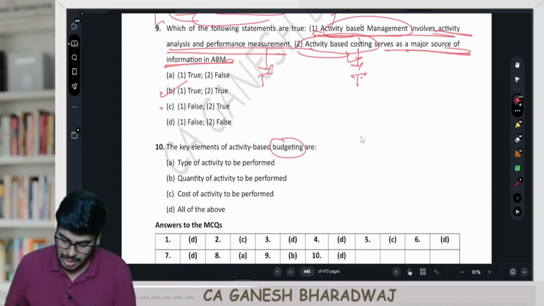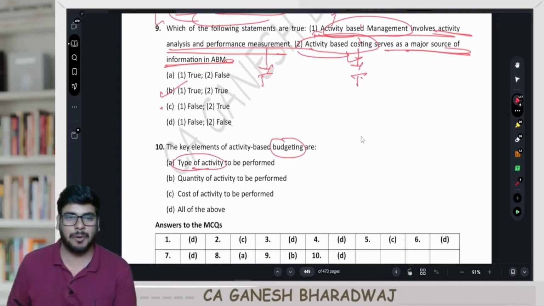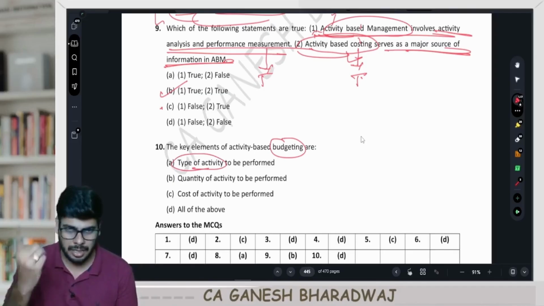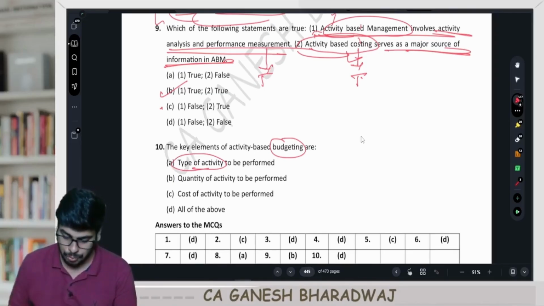Which of the following? Number 1, type of activity to be performed. Should I need this data? Yes, I need what activity I'm going to perform. Number 2, quantity of activity to be performed. Yes, I need that also. Number 3, cost of the activity to be performed.